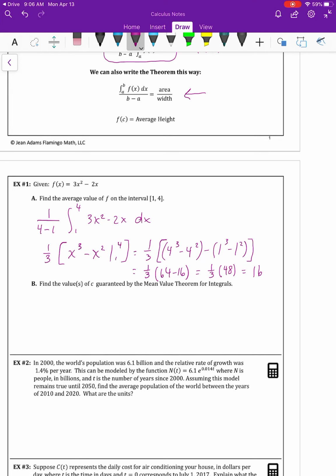And so now in part B, it says find the values of c guaranteed by the mean value theorem for integrals. So if you wanted to know the c where this occurred, then you would set, since that 16 is your f of c, right, you're going to set 16 equal to, and then I would just put a c in here. You don't have to, but just so it makes sense that this right here was your f of c, so that this must be equal to this when my x is c.